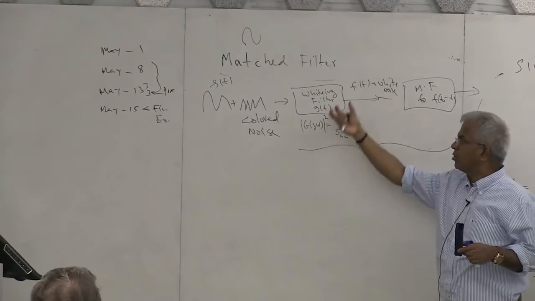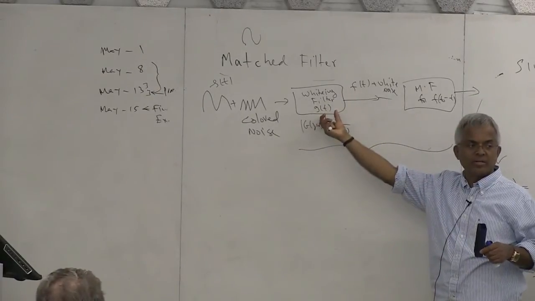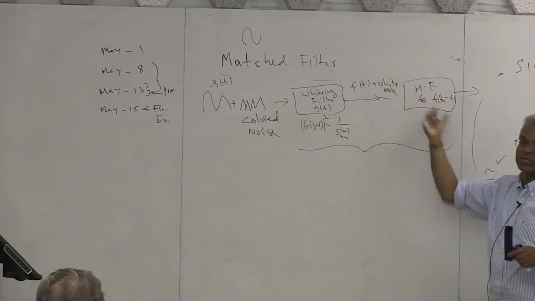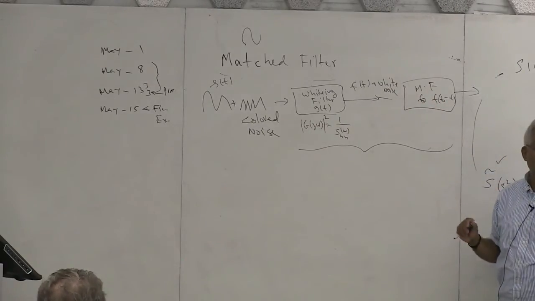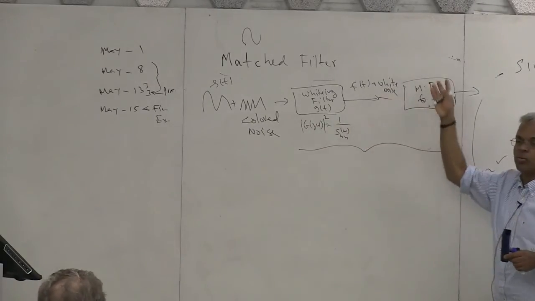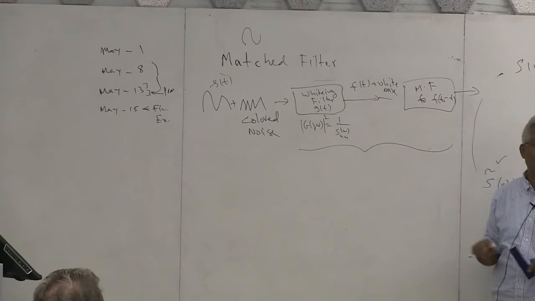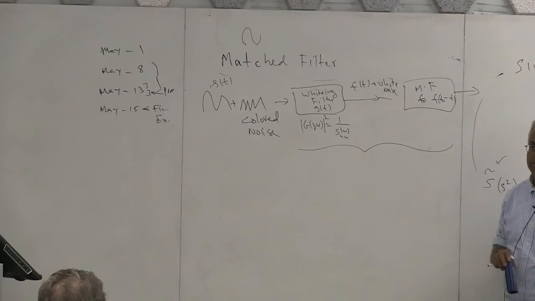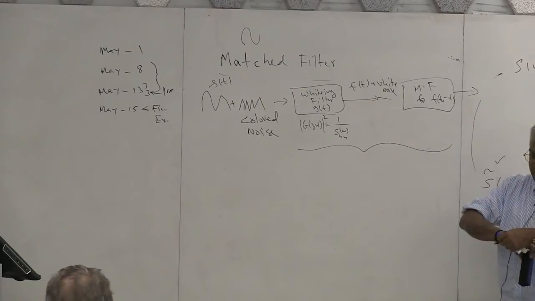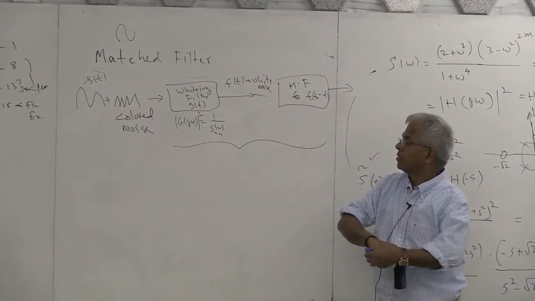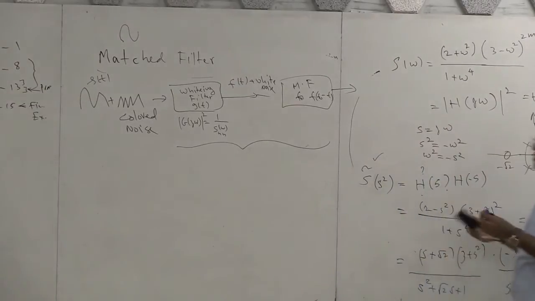When you have colored noise, first you can do the whitening filter, then you do whatever is appropriate for the white noise. So whitening followed by matched filter, whitening followed by matched filter. You are going to hear this again and again if you go to the right place. So many ways you can do it.